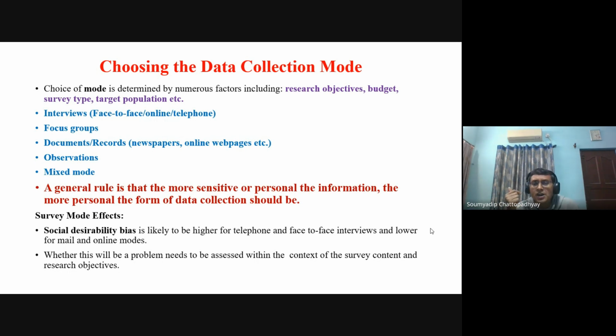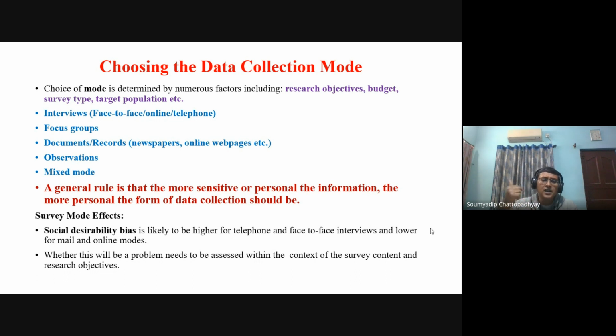One is called social desirability bias. Social desirability bias means there is generally a tendency to underrepresent any issue which is socially undesirable, or there may be over-reporting of any issue which is socially desirable. For example, if you consider the sexual behavior of your surveyed population, there is a chance of underreporting of the issue, because many of the things related to sexual behavior are generally considered to be socially undesirable.